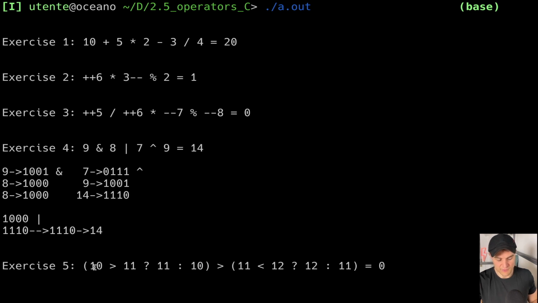So every time you have a ternary, ask yourself a question. Is 10 greater than 11? True or false? If true, give me back this number. If false, give me back this one. In this case, 11 is less than 12. Yeah, it is less, so I get 12. This expression is going to resolve to 12. So here I have: is 10 greater than 12? No, it is not. So I get 0, which is false.